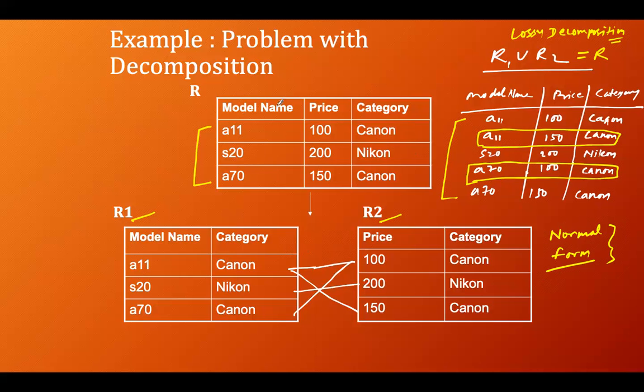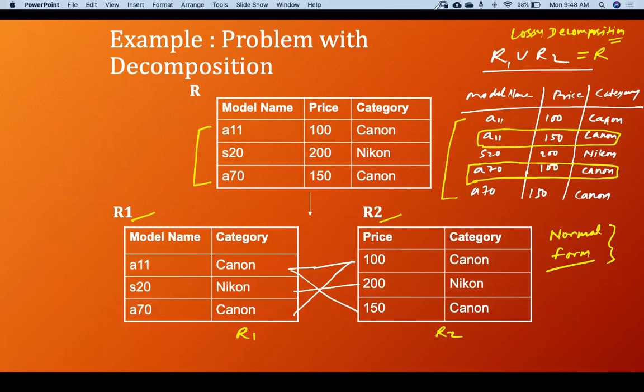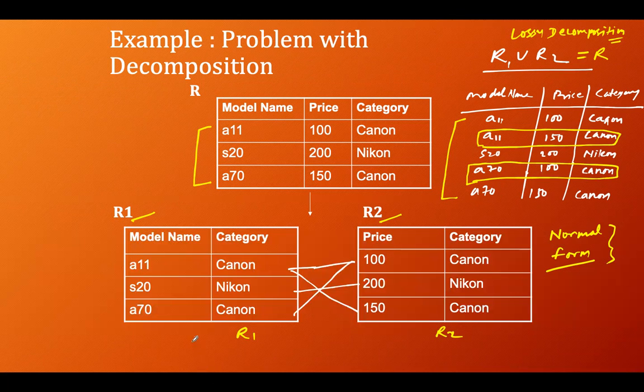Here, what is a key attribute? Key attribute is model name. Model name is just like your roll number. So based on that, we have to decompose it. So if we decompose based on that, in R1 and R2, what will we get? In R1, we'll get attributes like model name and let's say price. And in second, we'll get model name and category. So based on model name, we have divided. And in this other decomposition, they have divided based on the category.